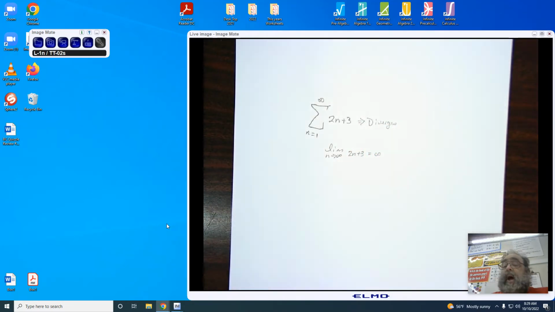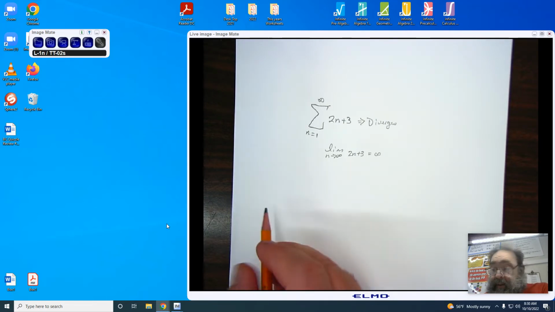Now, you'll notice I started with the arithmetic series. Arithmetic series diverge simply because they do not have a limit as n approaches infinity equaling 0. And this is always the case. So we can now pretty much look for this as a characteristic. If we see an arithmetic series, we throw it away as divergent. But then that does bring us to the geometric series.